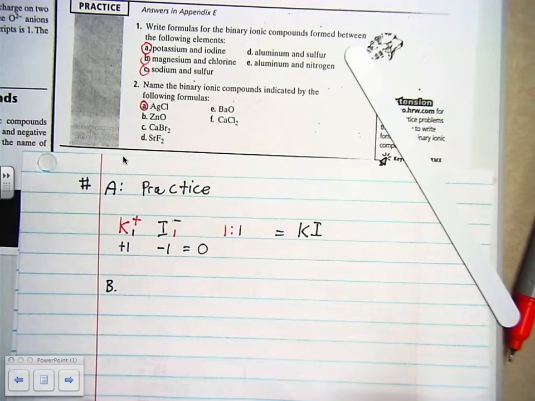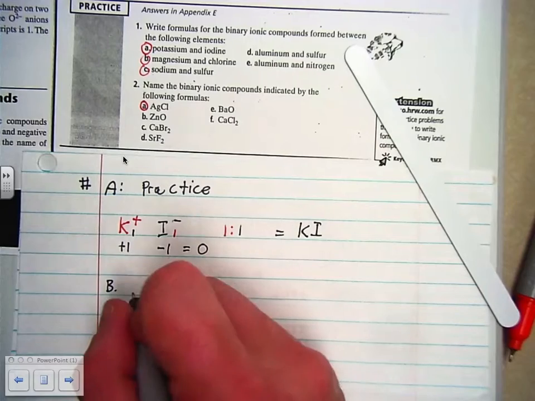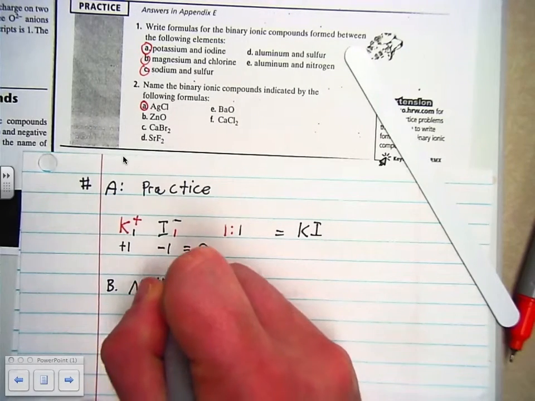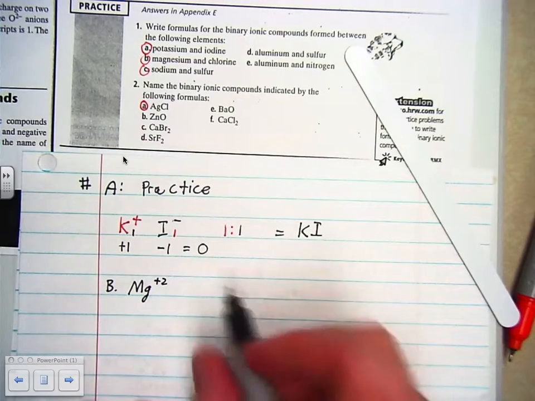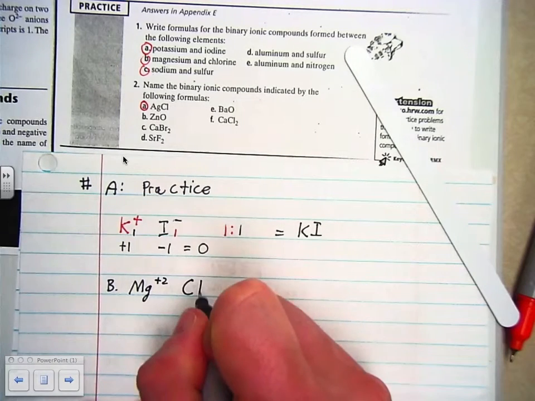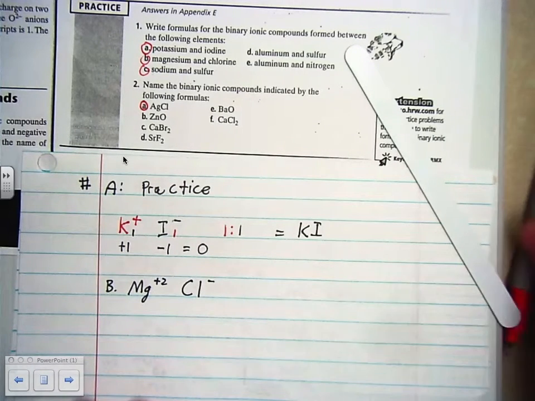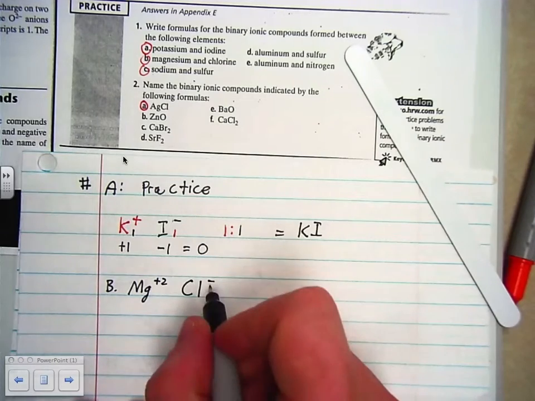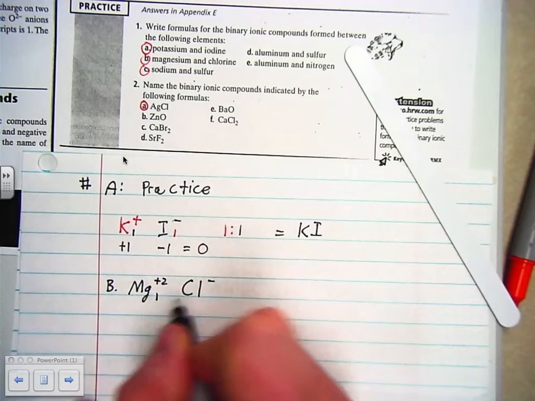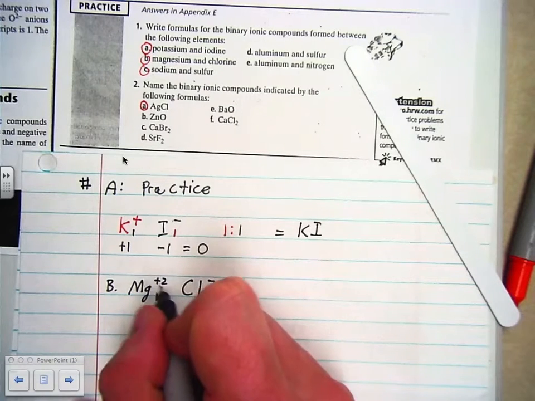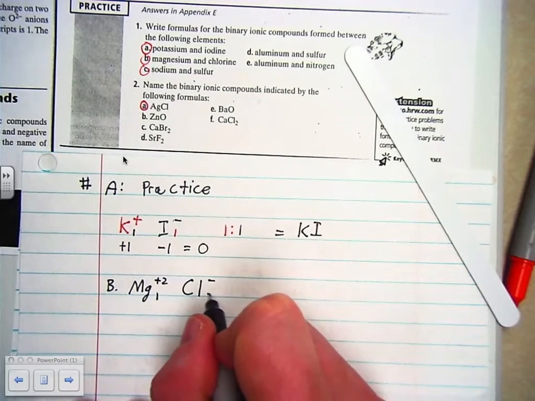Okay, B is magnesium and chlorine. Well, write down the ions first. Magnesium. Are you following along with me? And chlorine. Okay. Step 2, cross over the charges. Oh, I can do that. So I'm going to cross. Chlorine has 1. And cross over, so chlorine goes here. And magnesium has a 2+, so I'm going to put 2 under chlorine.